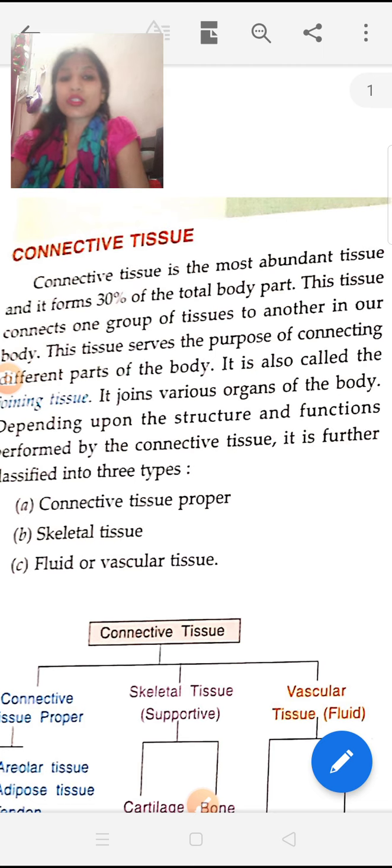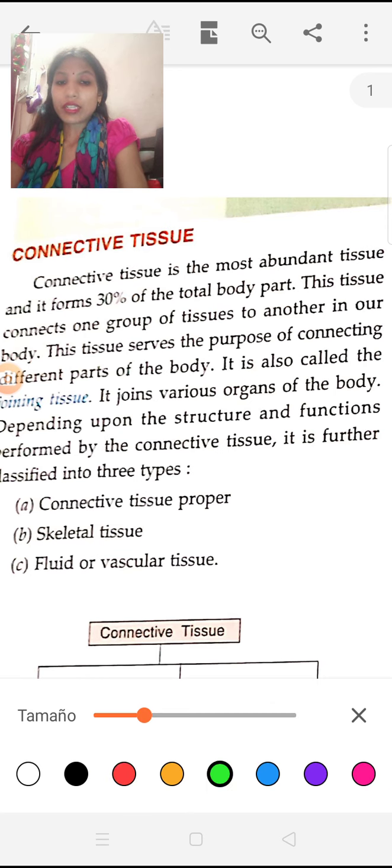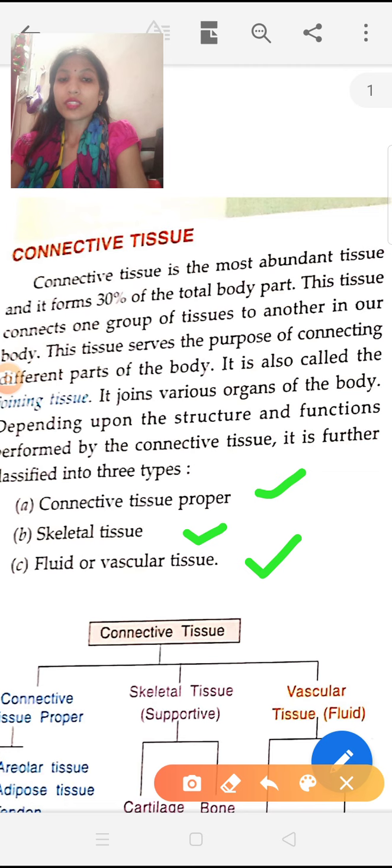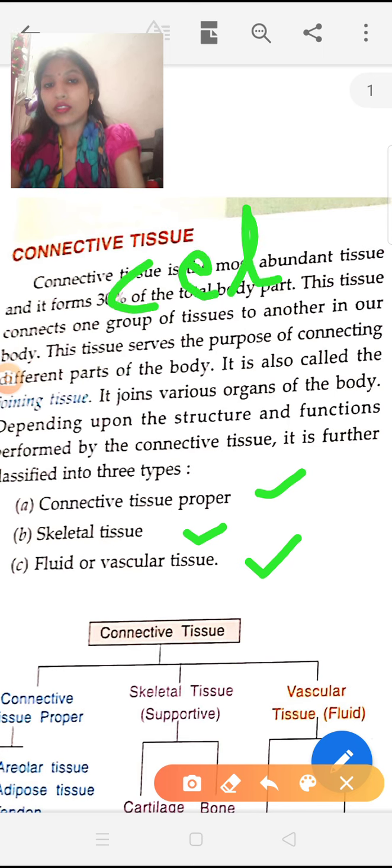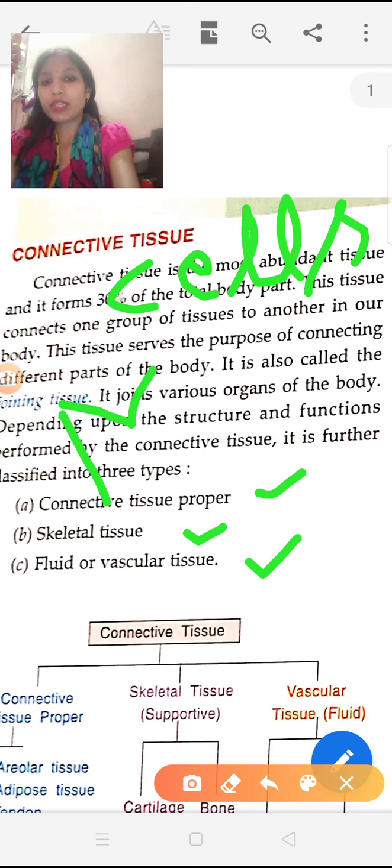Depending upon the structure and function, they are categorized into three main categories: connective tissue proper, skeletal tissue, and the fluid or vascular tissue, right? So first, the connective tissue has two main things. One is the cells, and the other one is the matrix.